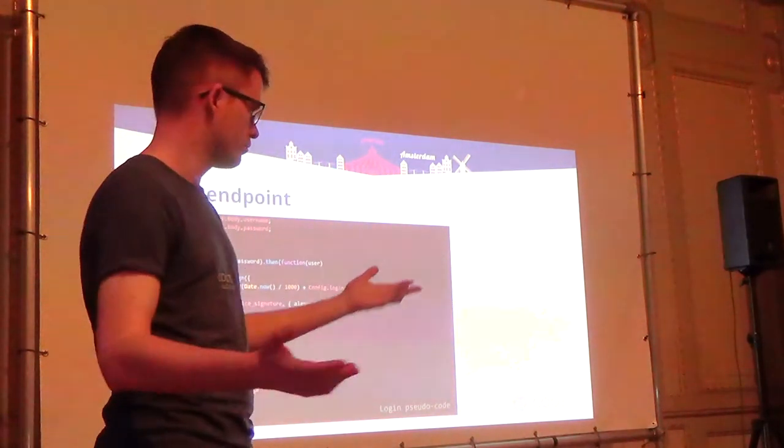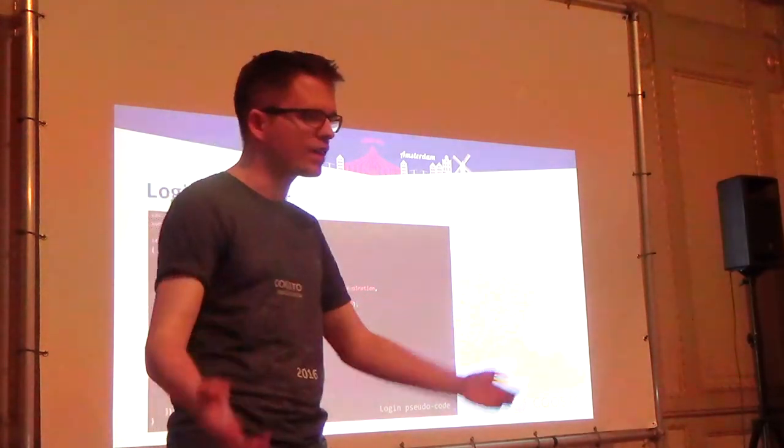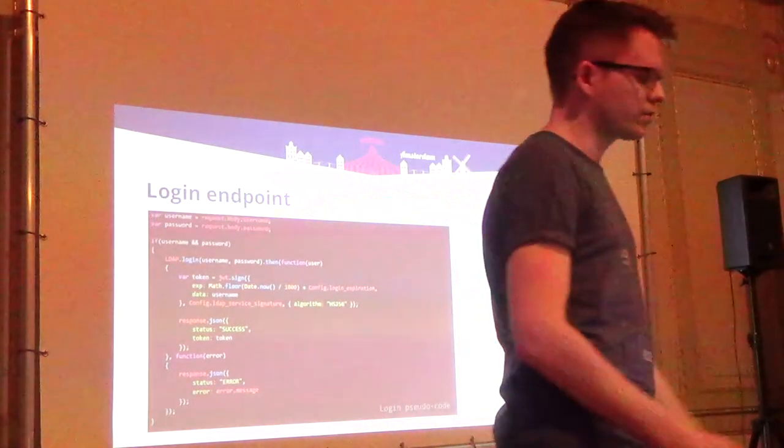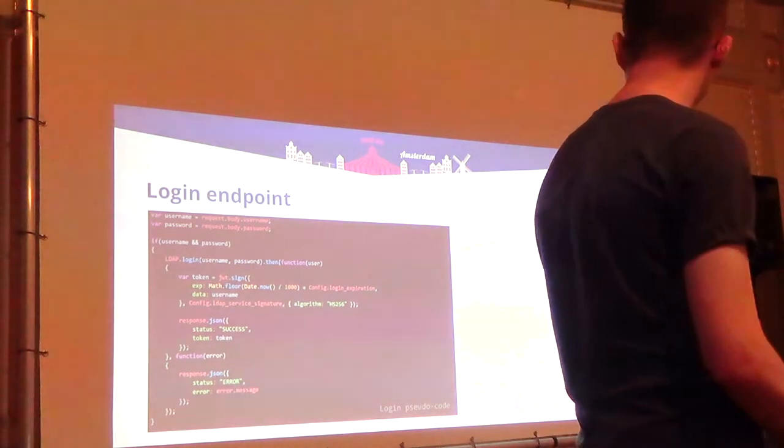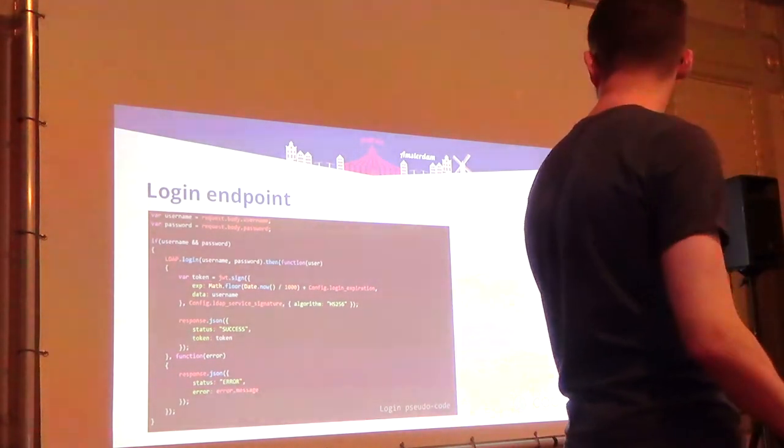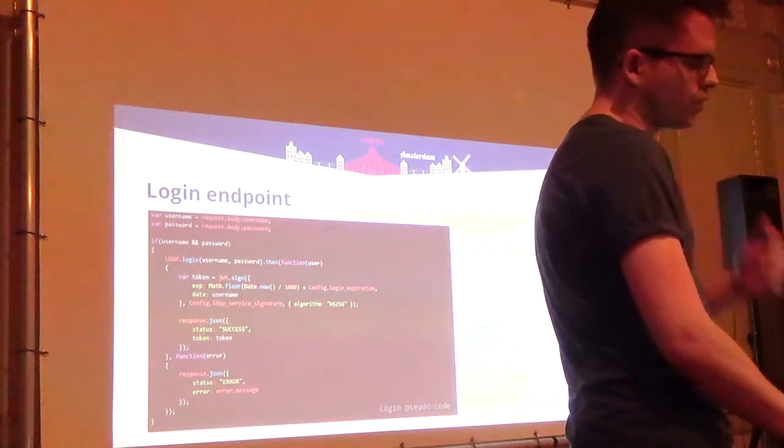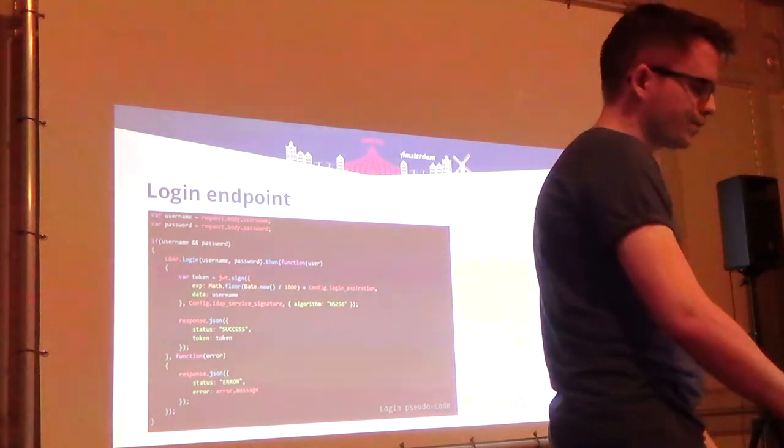The most important part of this is that it signs your JSON Web Token with a secret. So this could be like a master root password. And it uses an algorithm to do this, HS256, which is the default on JSON Web Token. And this is also critical, which we'll get back to at a later point.